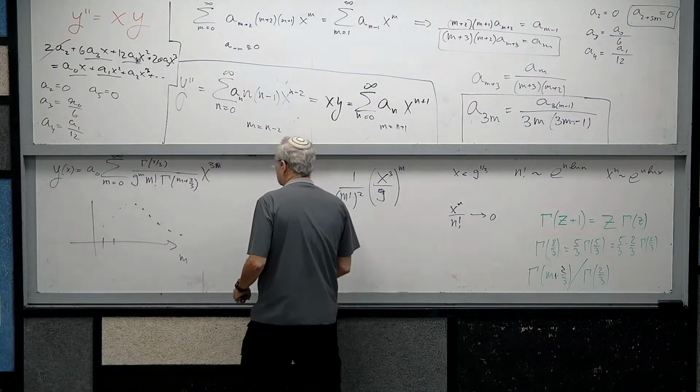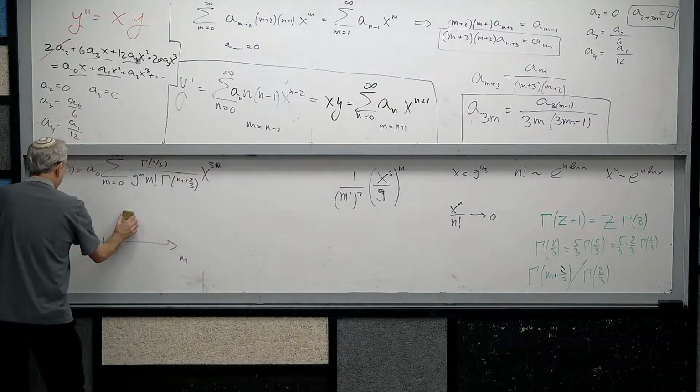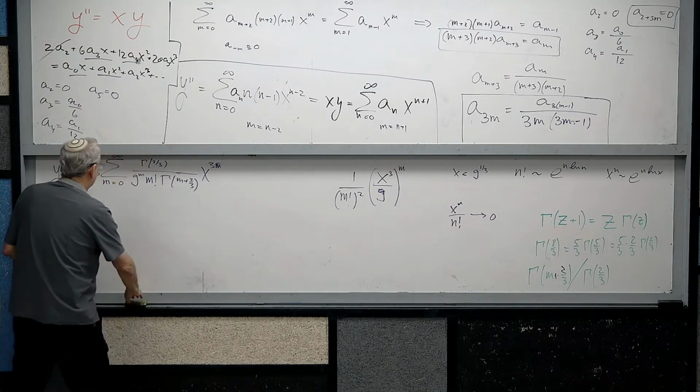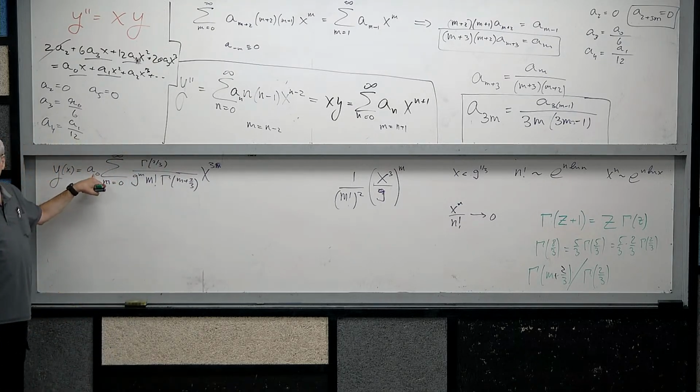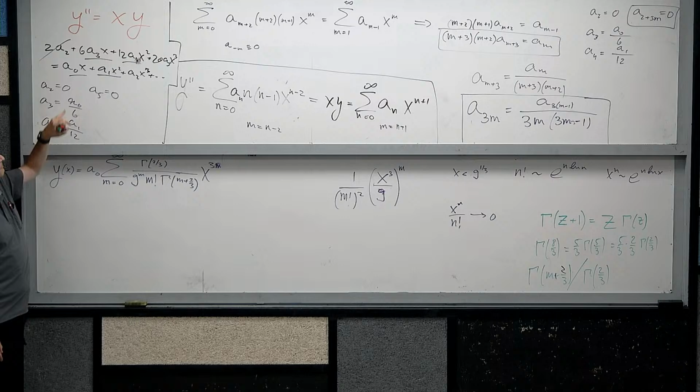So this is one. However, as you see, here I have only one arbitrary parameter. And where is the other? We know that there are two independent solutions. Where is the other arbitrary parameter? We set it to 0. We assume it's 0 basically.